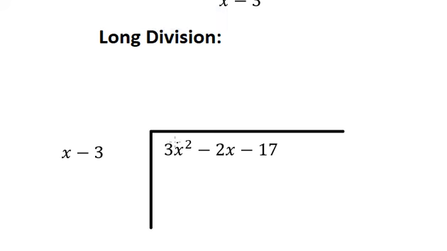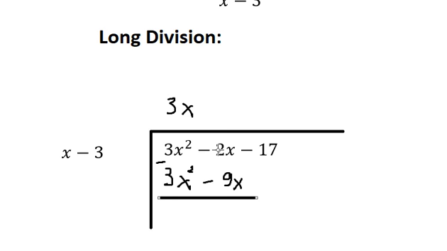So we have 3, so that means we have 3x, because if we multiply by 3x, you will get 3x squared in here. Then 3x multiplied by negative 3, you get negative 9x. So we need to subtract the two equations. Negative 2 minus negative 9, so you get positive 7x. And we put negative 17 in here.